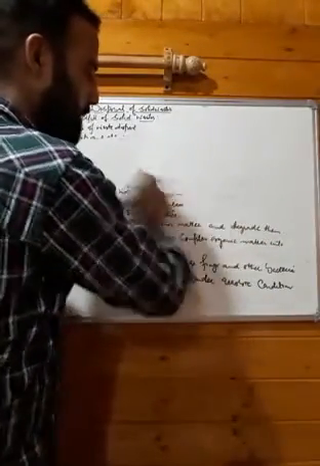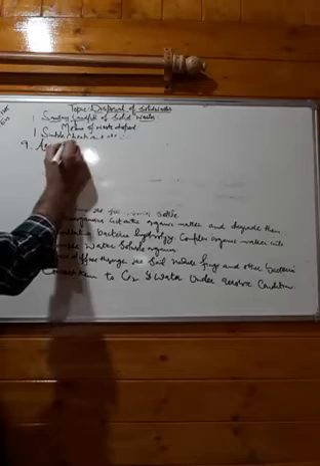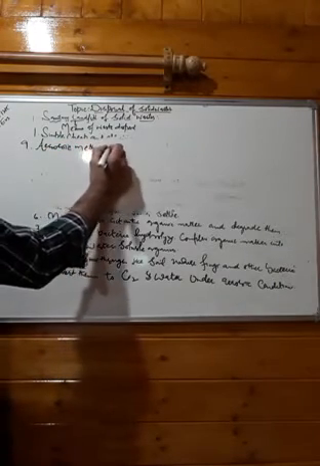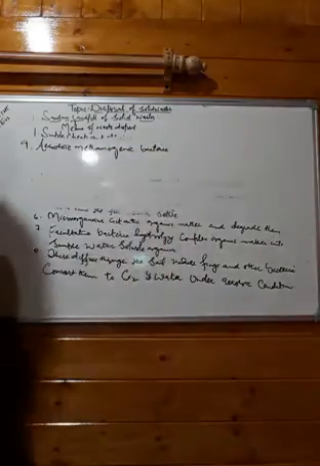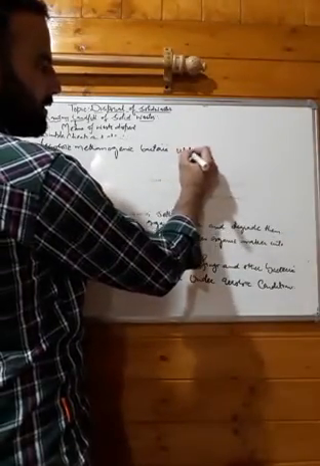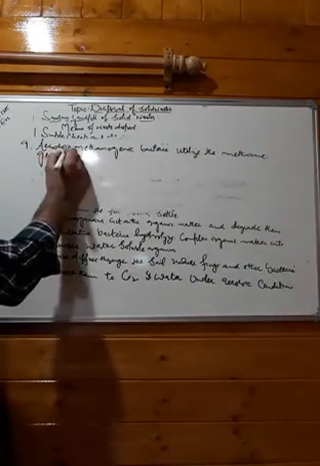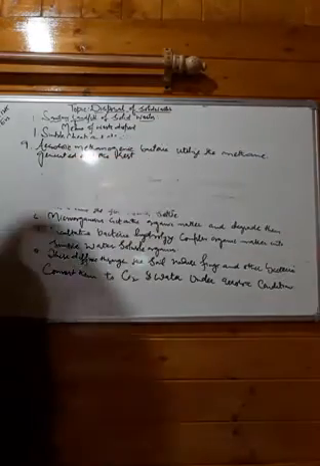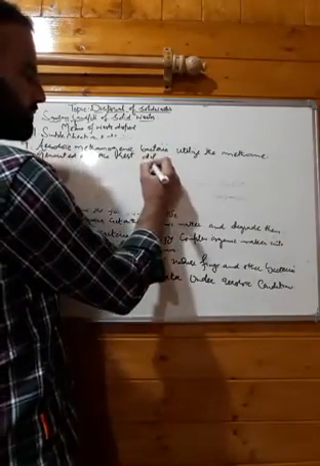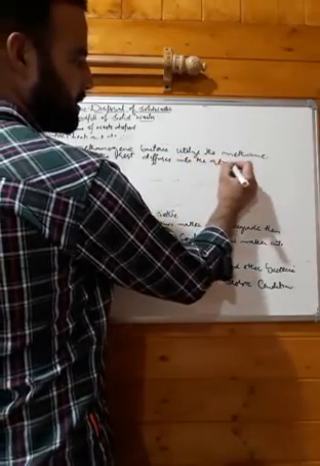Anaerobic methanogenic bacteria utilize the methane generated and the rest diffuses into the atmosphere.